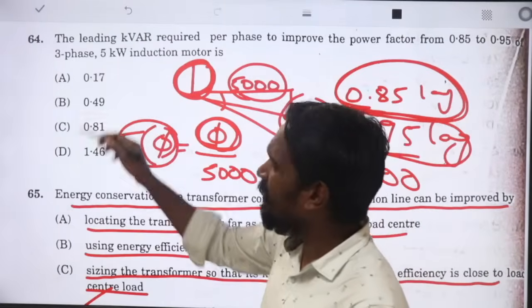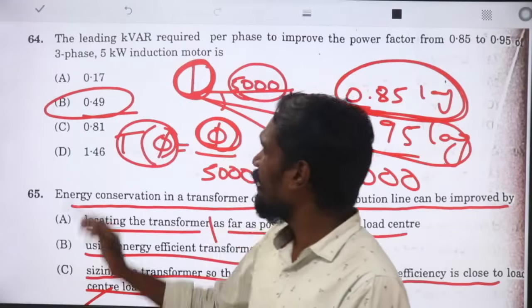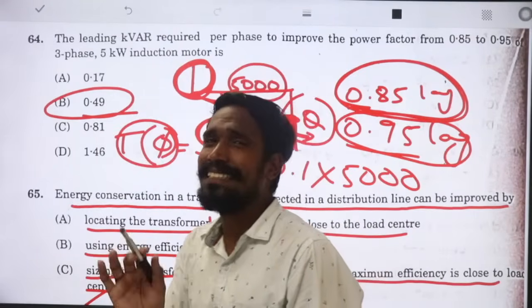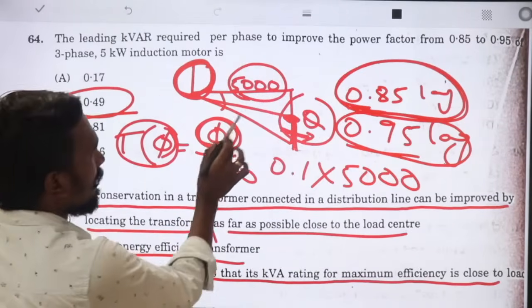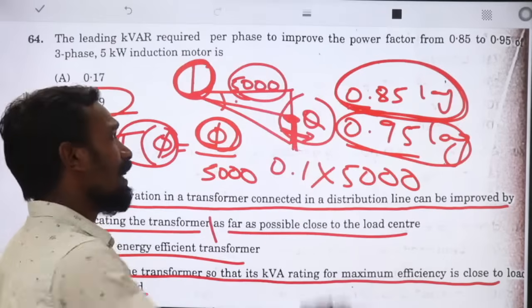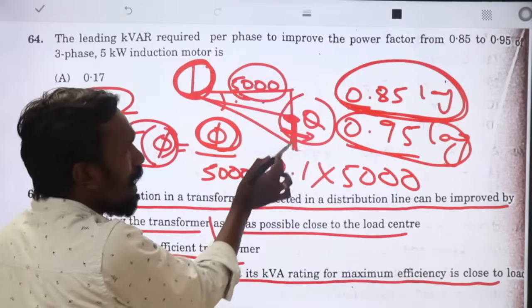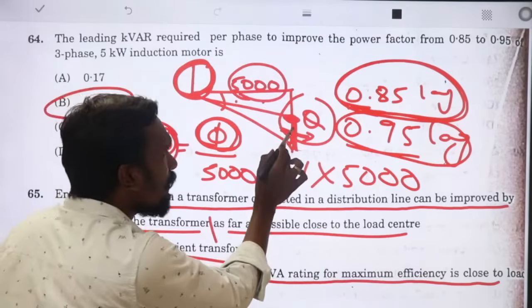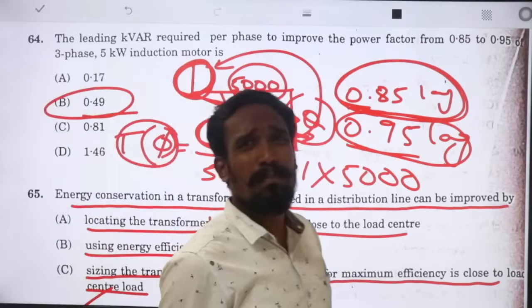500 kVAR is not there, but 0.5 is there. So 0.5 kVAR, by analyzing the answer, if you have a good command on that. Otherwise, you have to calculate phi now, then again calculate phi for this, then calculate the difference between them. This difference is nothing but this value. Otherwise you can calculate easily by analyzing the question.